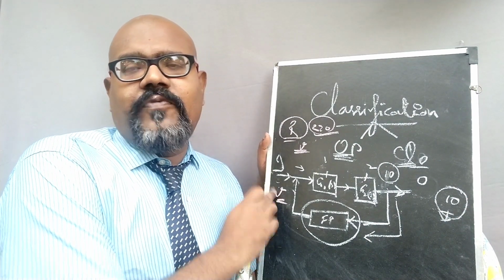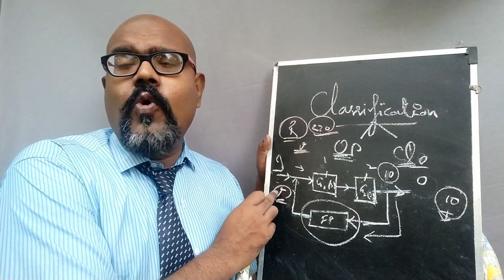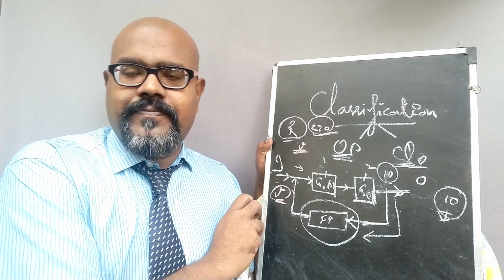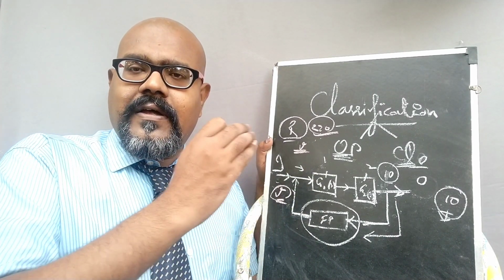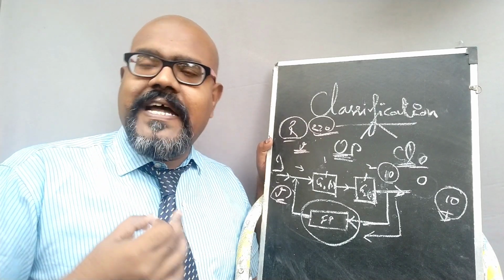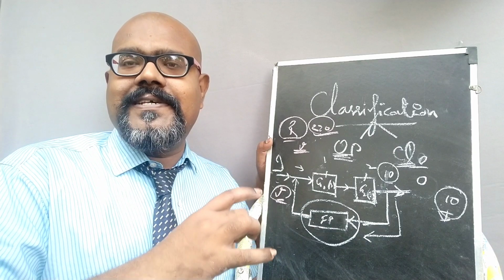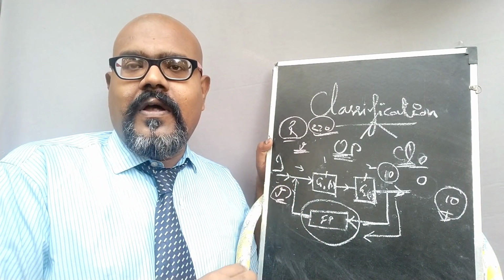Just see an example of a closed loop system. We know the voltage stabilizer. Voltage stabilizer is a common example of a closed loop system. What is the purpose of the voltage stabilizer? Whatever the input may be, if there are any fluctuations, the output of the stabilizer is stable.